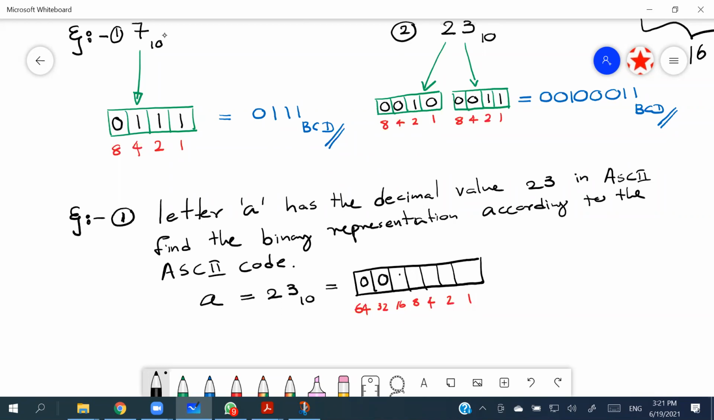So definitely we need 16. To make 23 with 16, we need another 7. That means 4 plus 2 plus 1. So 0 over 8. So this is going to be your ASCII code. ASCII code means 0010111 in ASCII. Right?